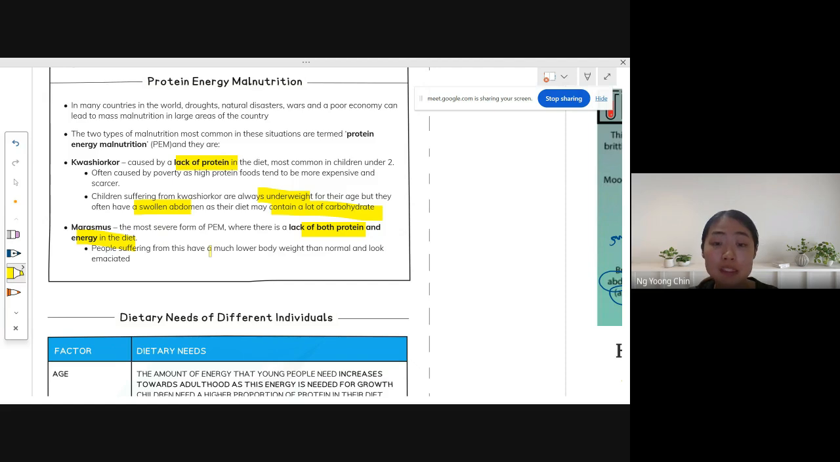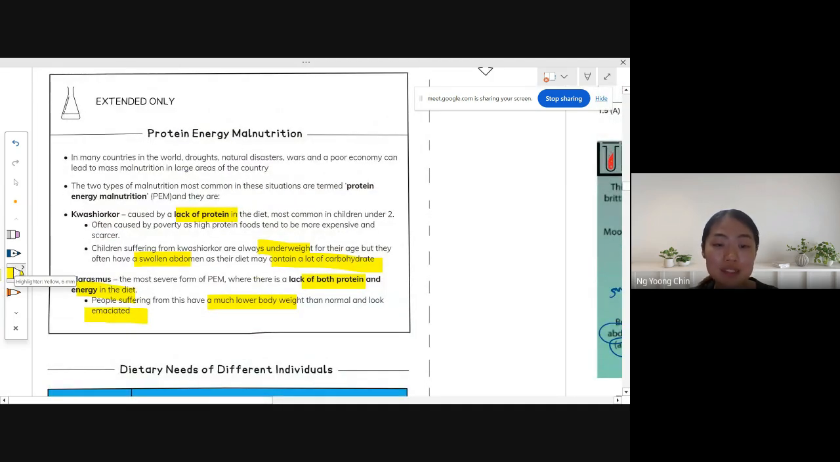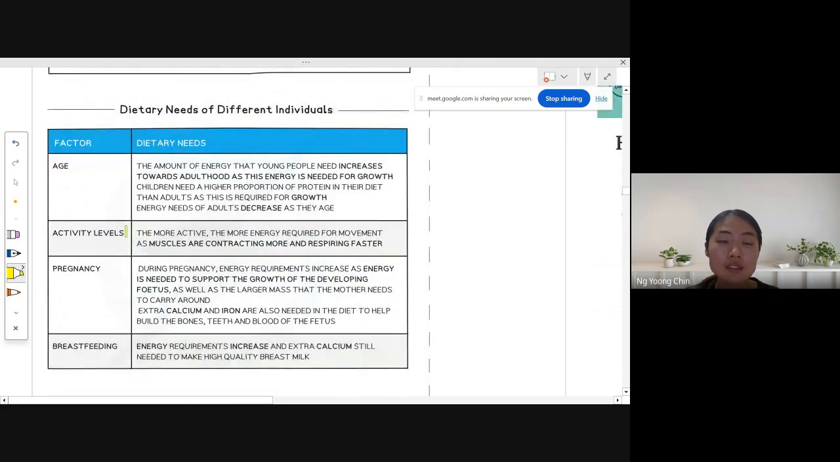So you have a much lower body weight than normal, and you look very emaciated. Okay, emaciated means the person appears very skinny, very thin, and lacking energy supply. Okay, so those are the terms. And now we talk about dietary needs for different individuals.